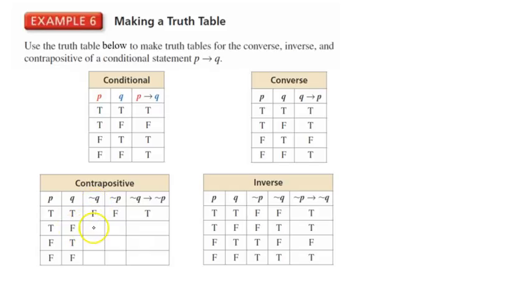When Q is false, not Q is true. When P is true, not P is false. True implies false is our only way to get a false statement. When Q is true, not Q is false. When P is false, not P is true. False implies true. False implies anything is a true statement. And now these are both false, so these are going to be both true. True implies true is true.